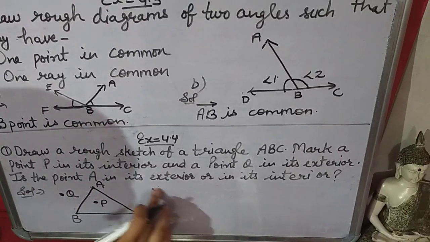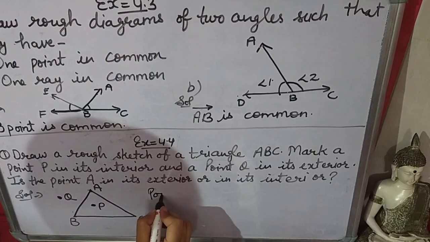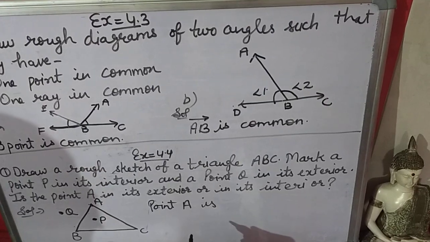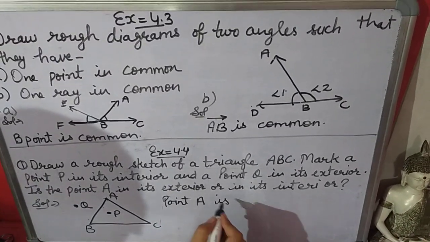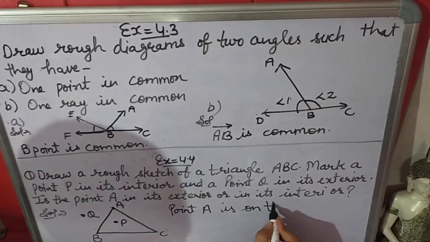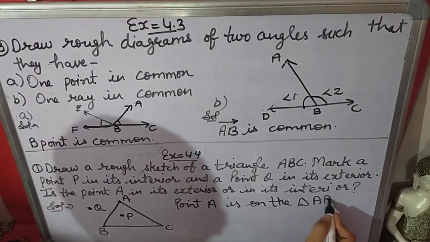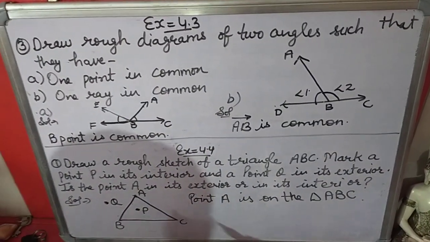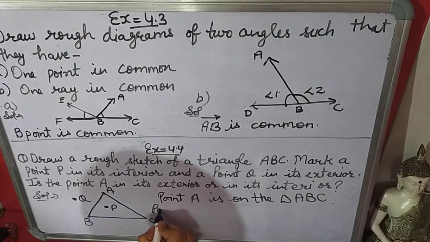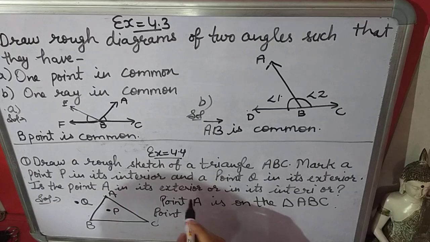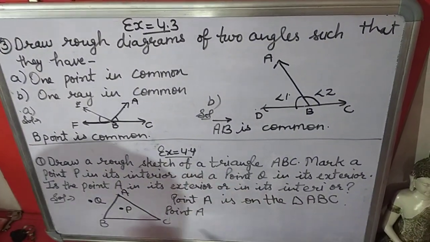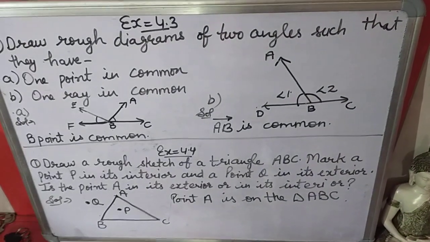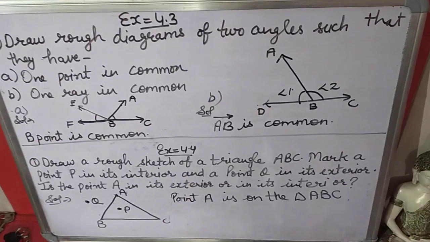So we will write point A is on the triangle ABC. Okay, or what you can also write: point A is neither in its exterior nor in its interior.